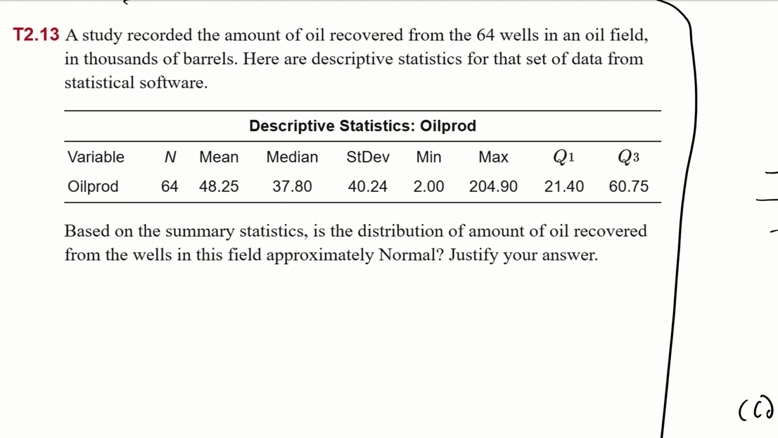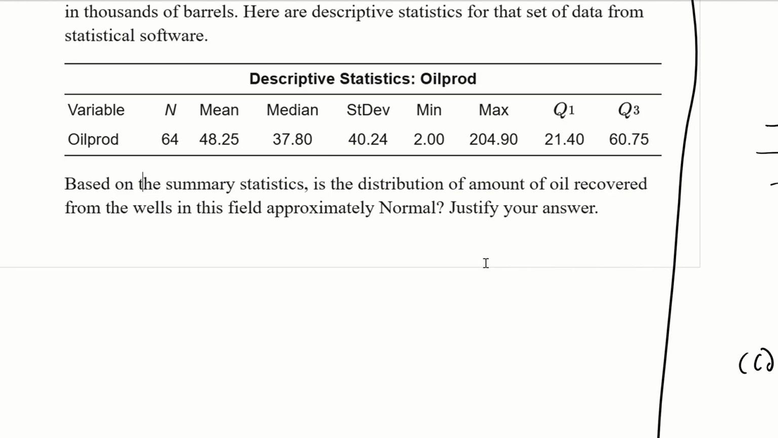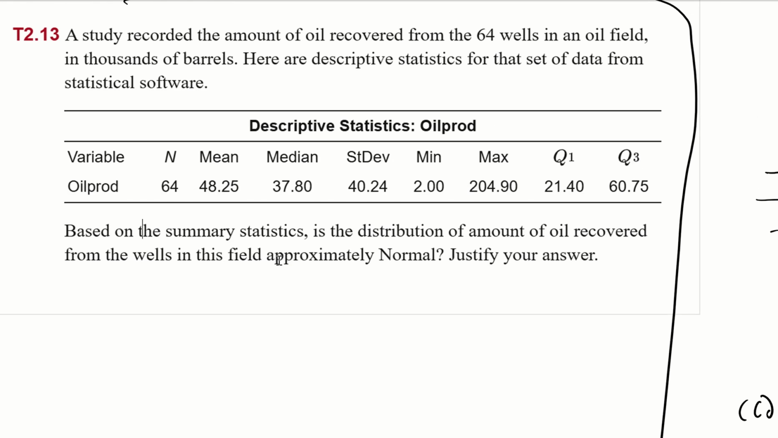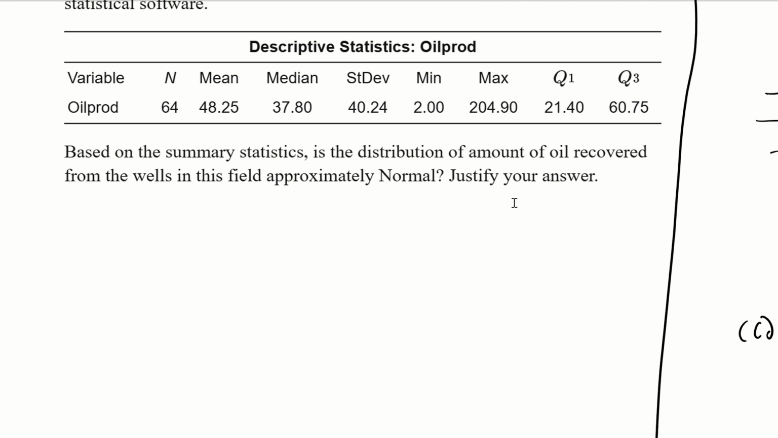Based on the summary statistics, is the distribution of the amount of oil recovered from the wells in this field approximately normal? Justify your answer. This is a good type of question. Is it normal? How do we justify whether it's normal or not? There's a couple of ways to do it, and a couple of things you want to keep in mind.